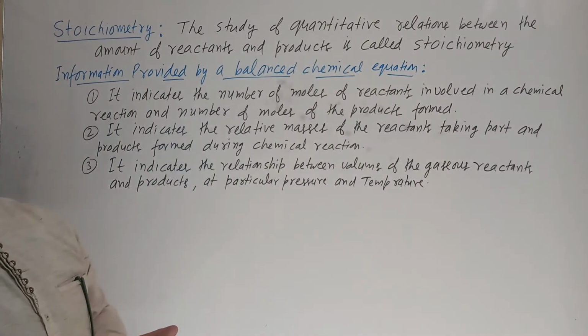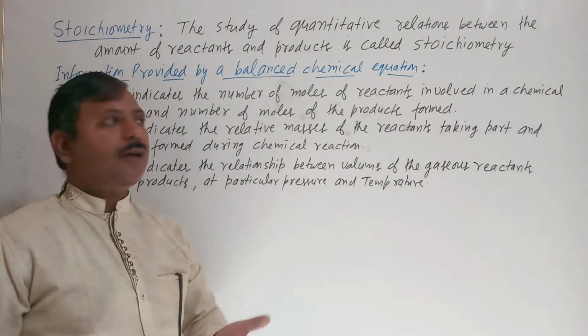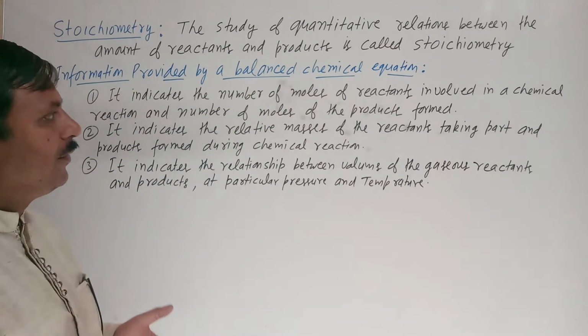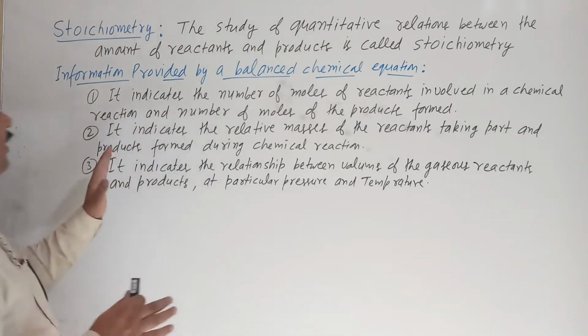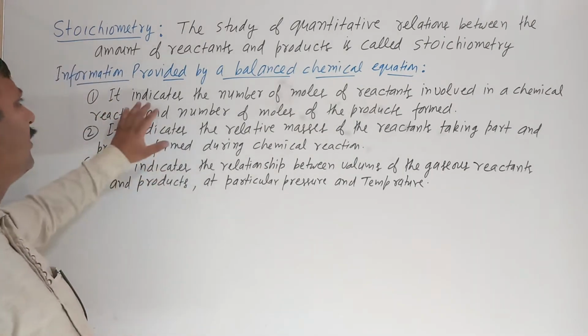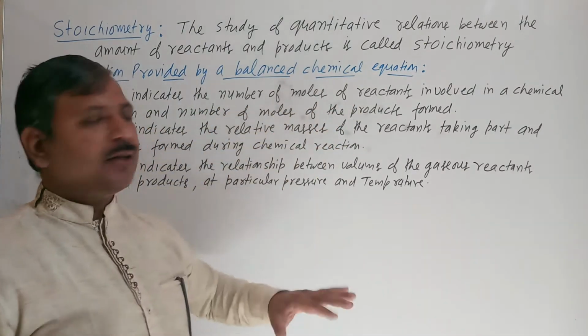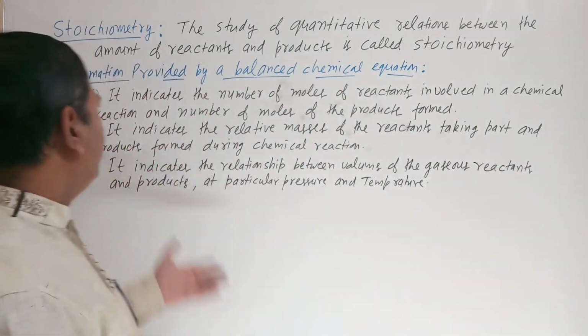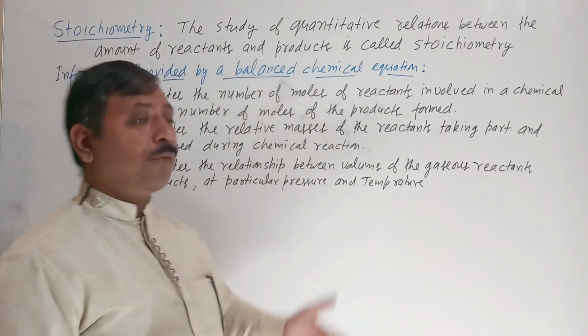For stoichiometry, what do we require? First, we require a balanced chemical equation. In a balanced chemical equation, what information is provided? First, it provides the number of moles of reactants involved in a chemical reaction and the number of moles of product formed.